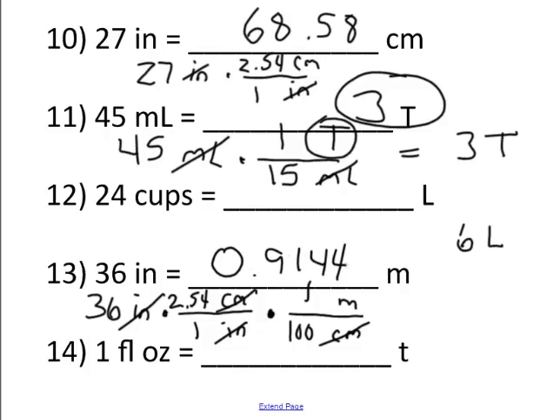0.9144. Remember, if it's a decimal between 0 and 1, that leading 0 is crucial. You have to include the leading 0 if you have a value between 0 and 1. And if it tells you to round your answers to a certain number of decimal places, do that. Otherwise, keep it as 0.9144. The last problem has us convert 1 fluid ounce to teaspoons, and you might have that memorized, or you might not.